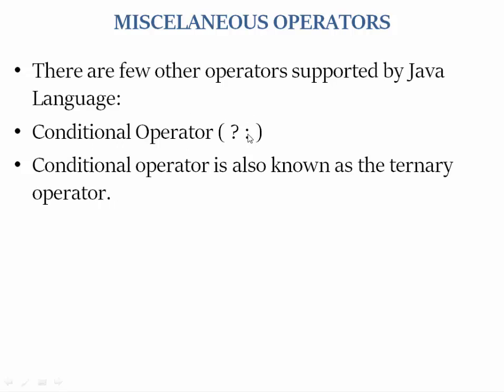So the conditional operator and the ternary operator are the same. In your examination they may ask you to explain the ternary operator with a suitable example. In that case you must not be confused between a conditional operator and a ternary operator. If an operator operates on three operands, that operator is called a ternary operator. The main goal of this operator is to decide which value to be assigned to a variable.